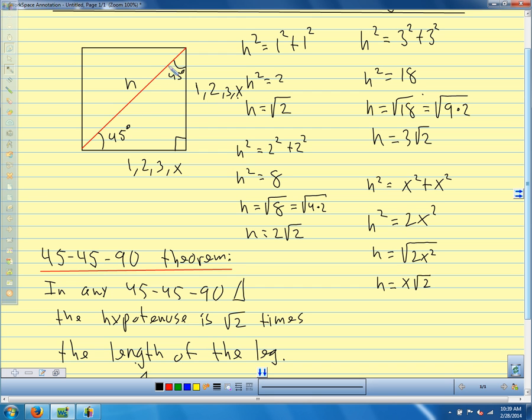Well, a person by the name of Hypasus, or Hippasus, sometimes you'll hear it pronounced, was working on this idea of the diagonal of a square with side length 1.